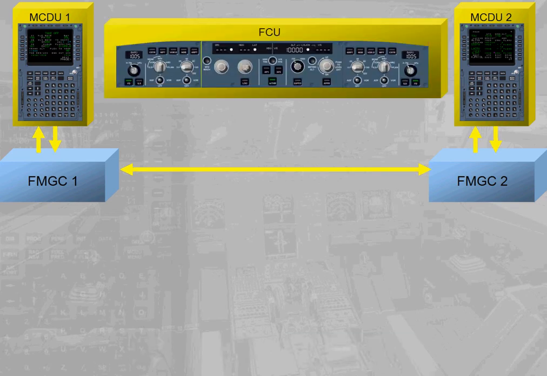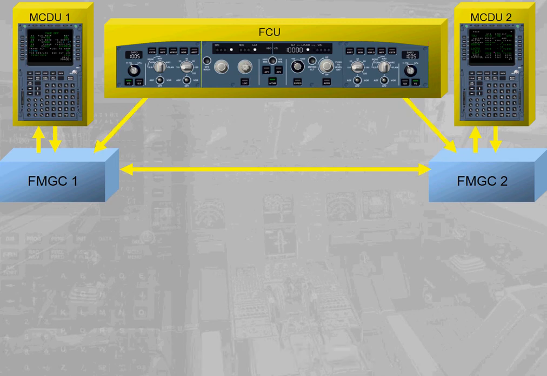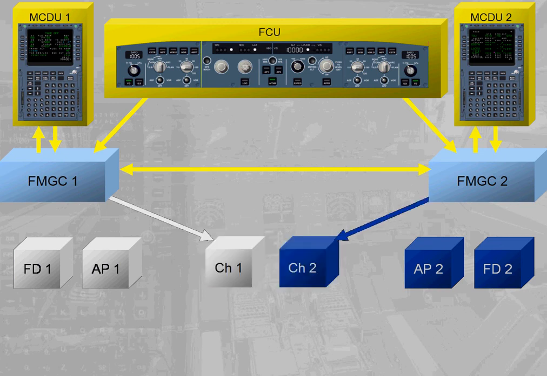The inputs from the FCU are fed to both FMGCs. Both FMGCs send their commands to the FDs, the autopilots, and the autothrust system. According to a given internal logic, one FMGC is declared master. E.g., if autopilot 1 is on, FMGC 1 is master. Amongst other things, this determines which autothrust channel is operative.